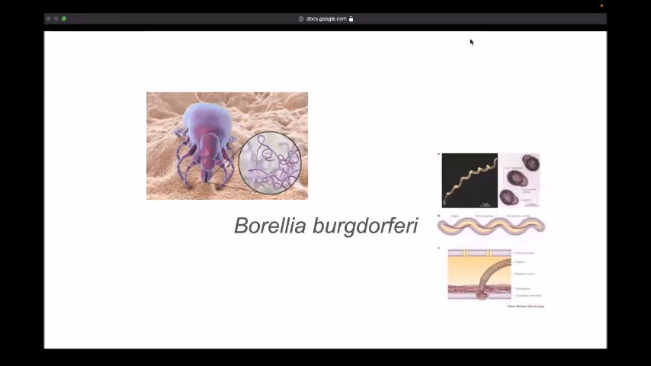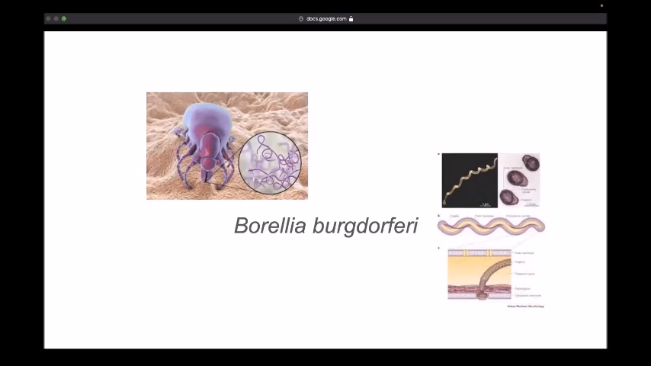All right, the microorganism that I will be talking about today is Borrelia burgdorferi. Borrelia burgdorferi is a bacteria that is gram-negative and is a microaerophile. As for its shape and anatomy, it is a loosely coiled spirochete bacteria that is 5 to 20 micrometers long and up to 0.5 micrometers wide.